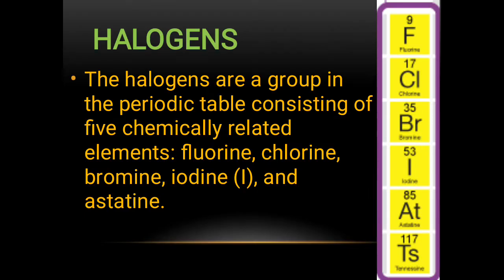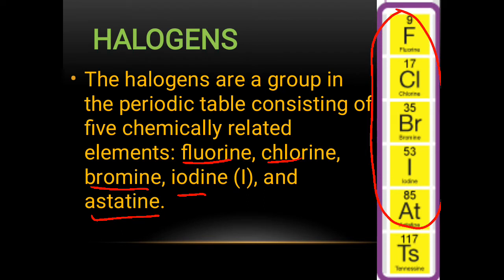Okay, the next is the halogens are in a group of the periodic table consisting of 5 chemically related elements: fluorine, chlorine, bromine, iodine and astatine. So we are going to talk in general about the top 5 because they are naturally occurring. So it's better if you learn their symbols: fluorine, chlorine, bromine, iodine and astatine.